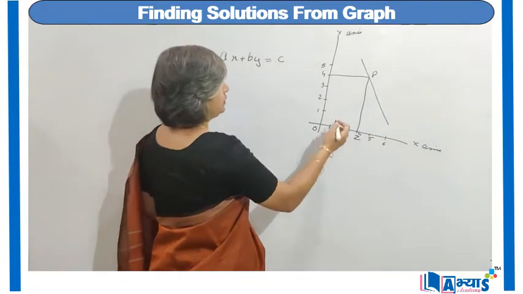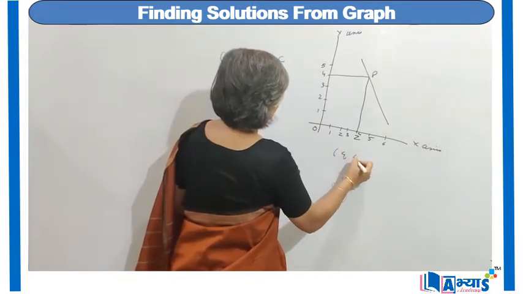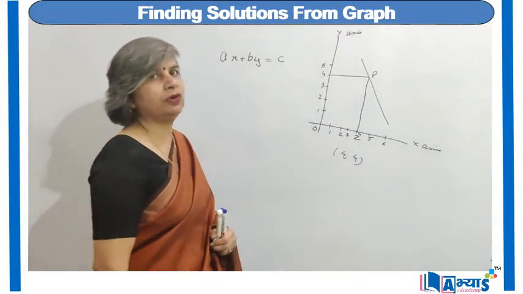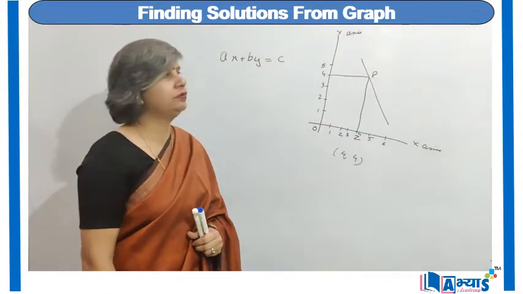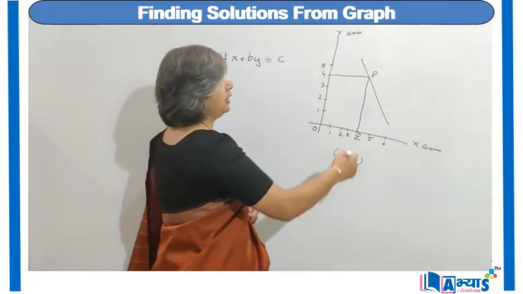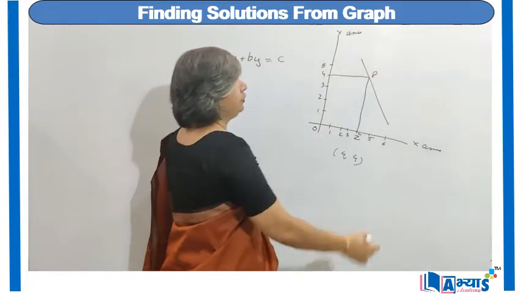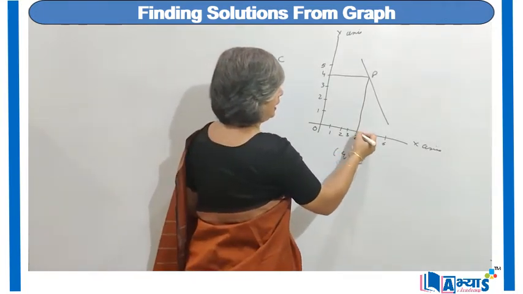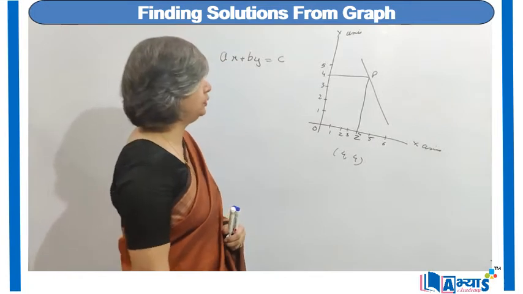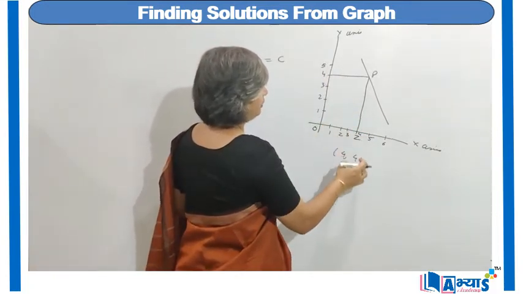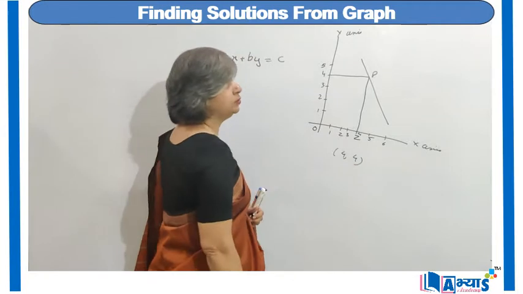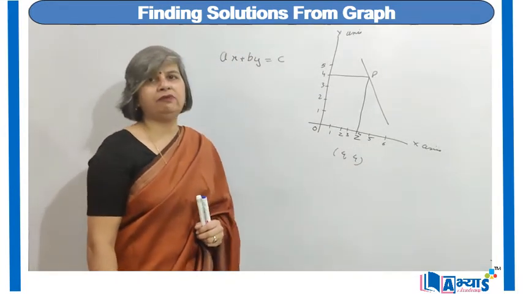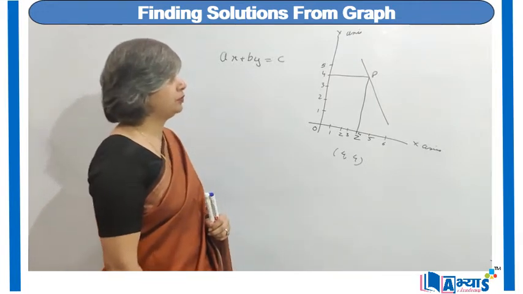So we can say the solution is (4, 4), because when y was 4, we have drawn a line for the value y equal to 4, which was parallel to the x-axis. It met the line at point P. From P we draw a line perpendicular to the x-axis. It met the x-axis at point Z, and at that point the value was 4. So the x coordinate is 4 and the y coordinate is 4. So (4, 4) is the solution for this equation. Or we can say that from the graph we can find the solution to be (4, 4).